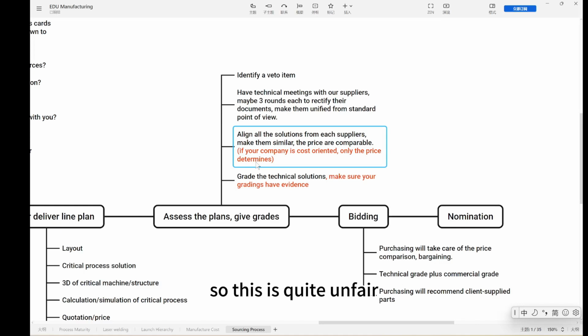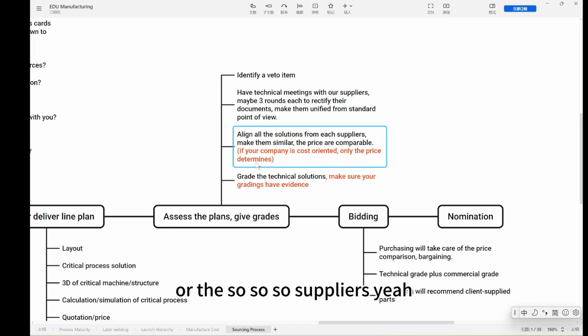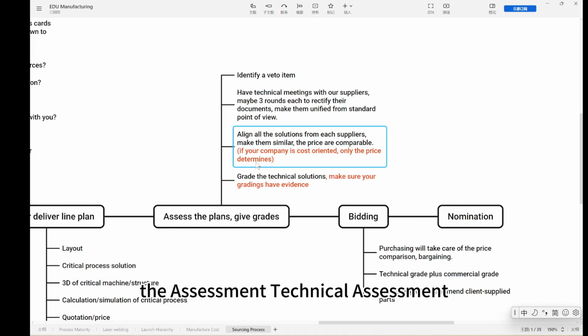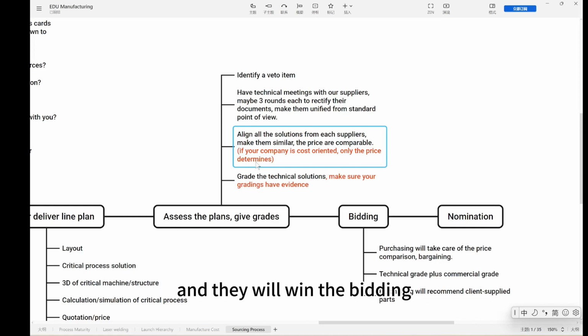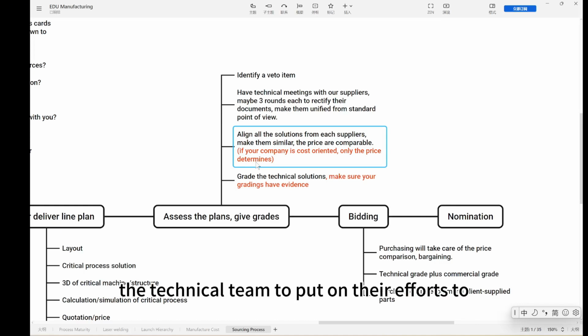So this is quite unfair for the good suppliers. For example, if a supplier has a 95 grade and the other one has a 60 grade, they all can pass the technical assessment. But the 60 grade supplier has a much lower price than the good one, and they will win the bidding. This is also a method that the company forces the technical team to put in their efforts to make sure the supplier delivers a good result.